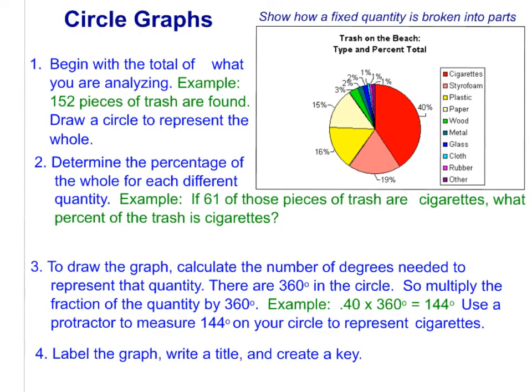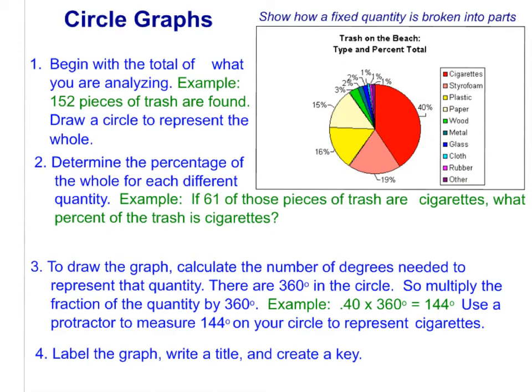Circle graphs. A little bit more work to create one of these. But a circle graph, or a pie graph, shows how a fixed quantity is broken down into parts. Here's an example of a circle graph, trash on the beach. So someone evidently collected a bunch of trash on the beach and they're looking at the percentage of the different types of trash and they're representing it on this circle graph.